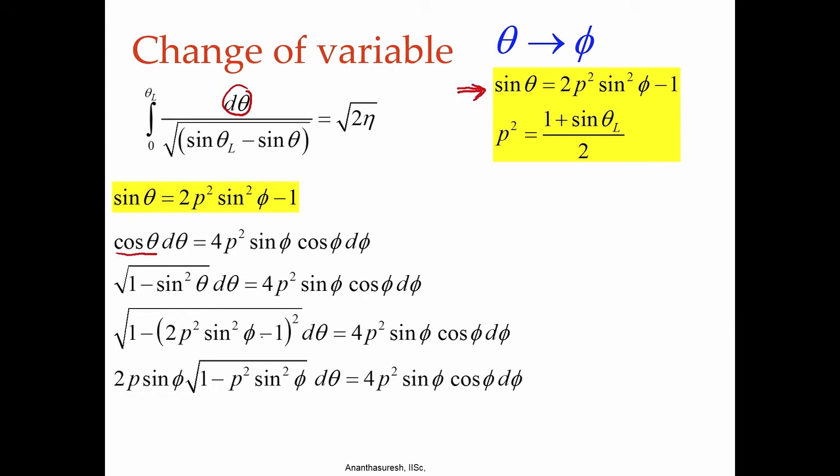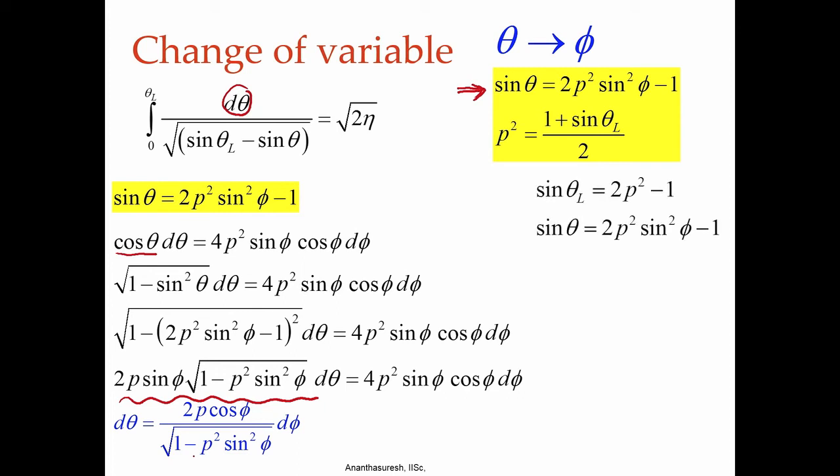So, 2p² sin²φ − 1, square it, and if you simplify you will get this to be that one: 2p sin φ times the square root of 1 − p² sin²φ dθ, right-hand side remains the same. You can see that sin φ is there and 2p gets cancelled. Then we get dθ, and when you replace it you will have to put dφ and then this quantity 2p cos φ divided by the square root of 1 − p² sin²φ.